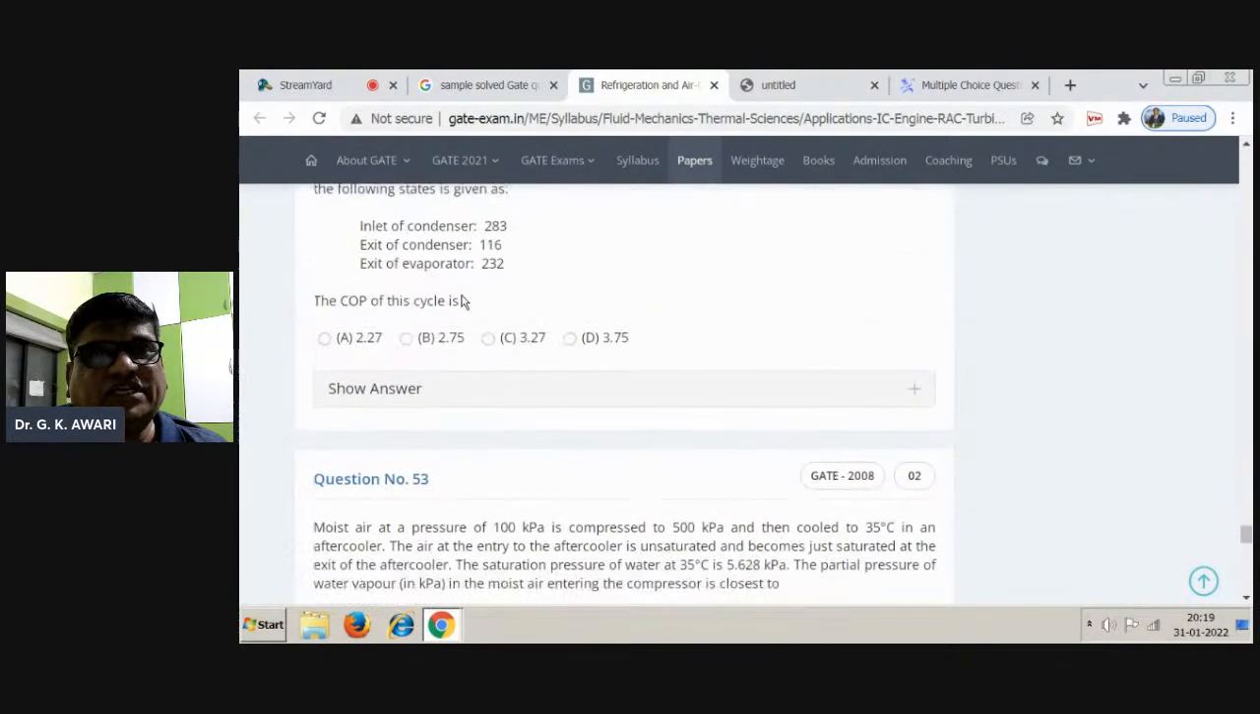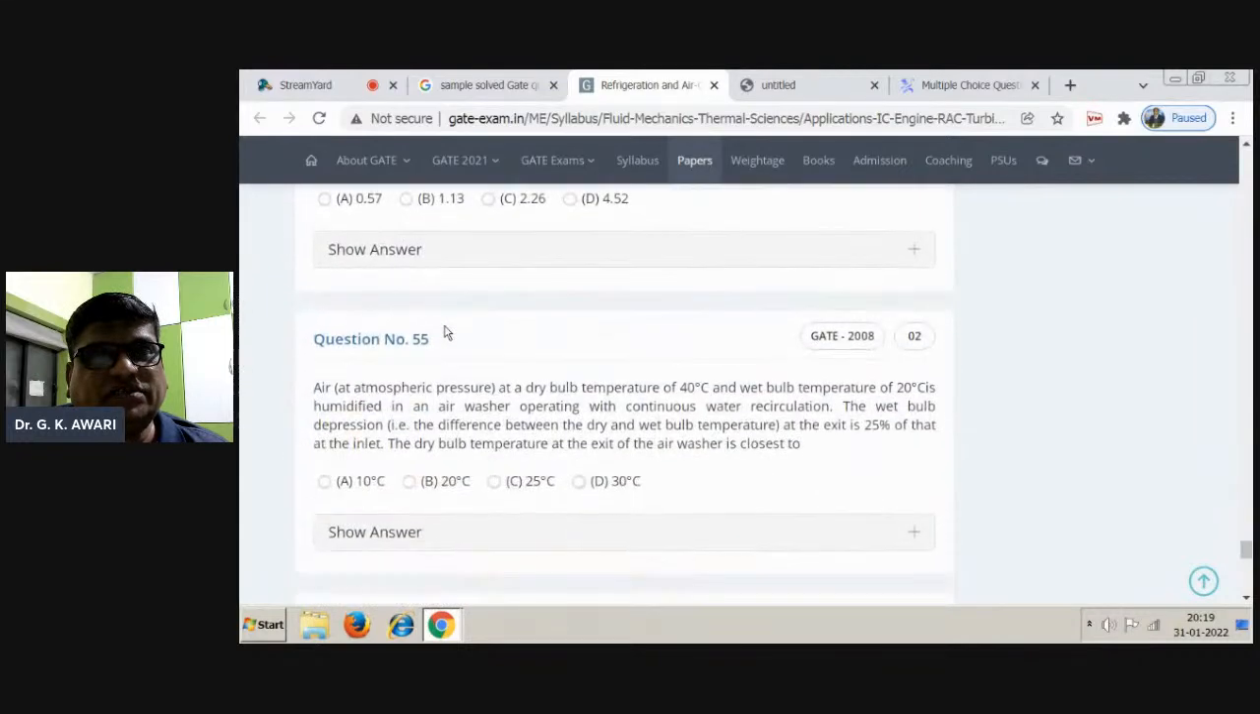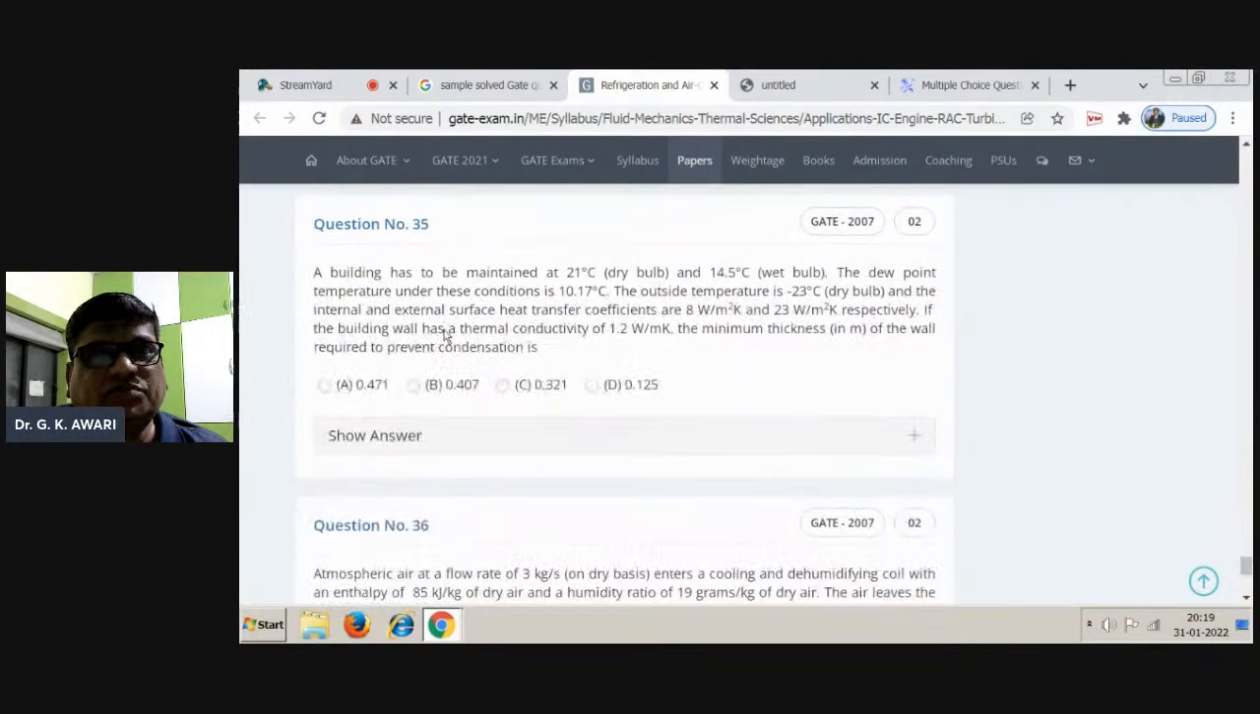Then again, calculating the COP of the cycle. So this data is given. You have to calculate the COP of the cycle.